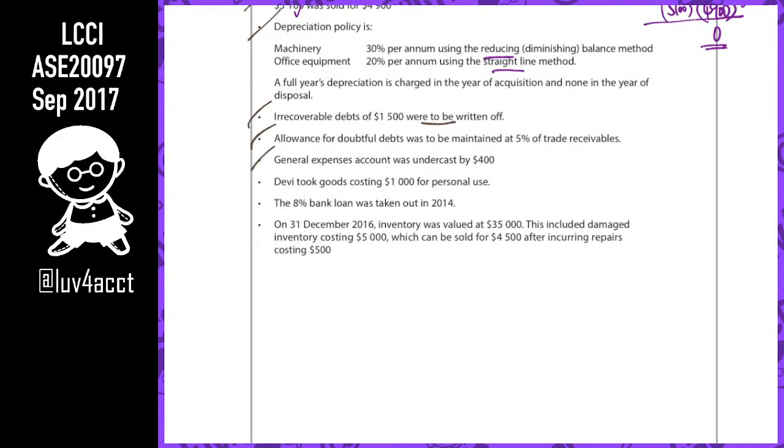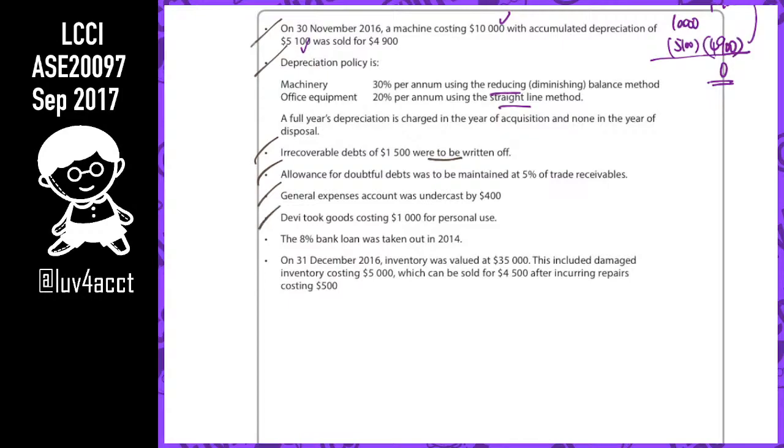Okay, so next one. The 8% loan was taken out in year 2004. That is some years before the current year. That means from the start of the year to the end of the year, we are borrowing the whole amount of this bank loan. And 8% being the interest rate, so 800 will be the total interest expense for the year.